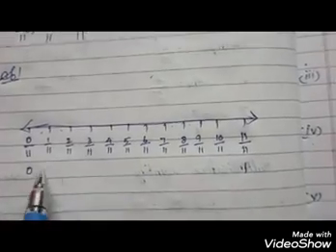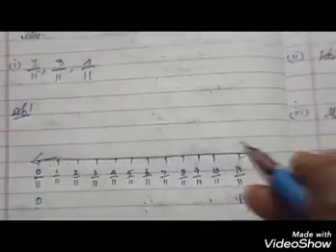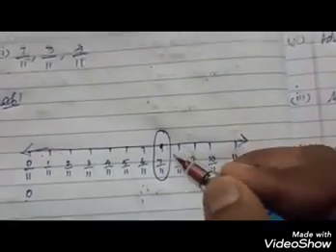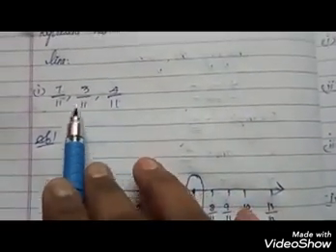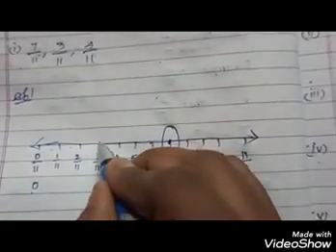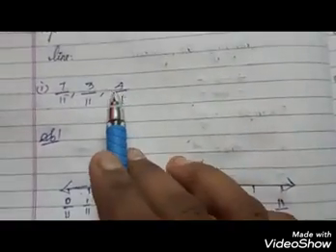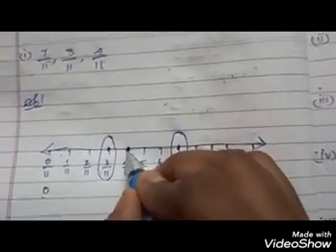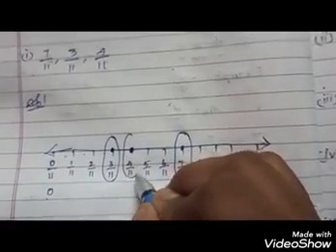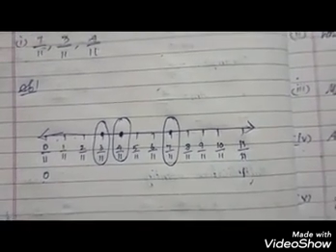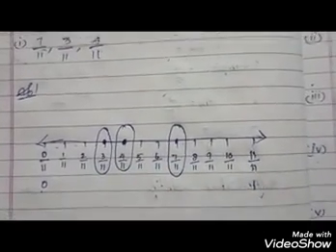Now think, is the number between 0 and 1? So what are the values? 7 by 11 is here. I just have to circle it. So the first one is completed. Next I need to represent 3 by 11. So this is 3 by 11. And next I need to represent 4 by 11. Here is the 4 by 11. So now I have to complete the values. In this format you have to mention the rational number on the number line.